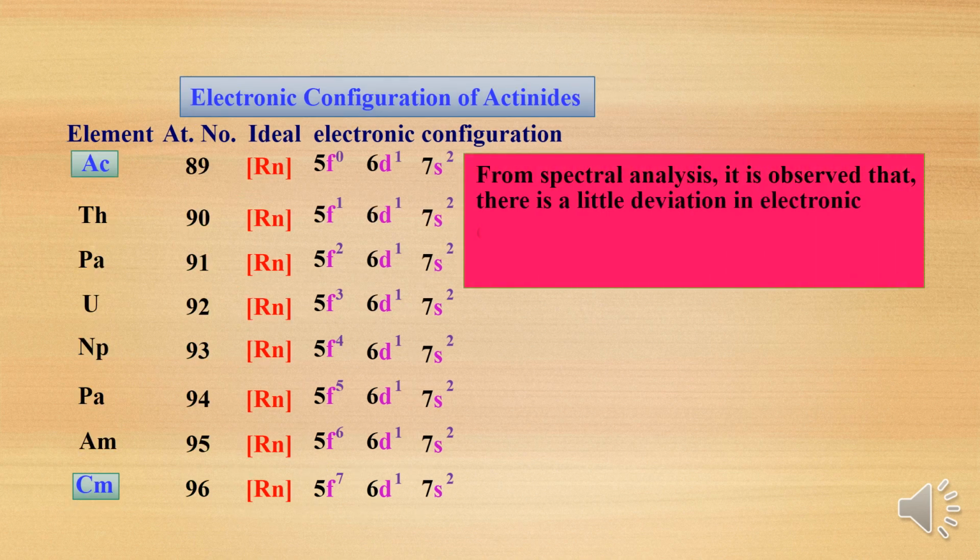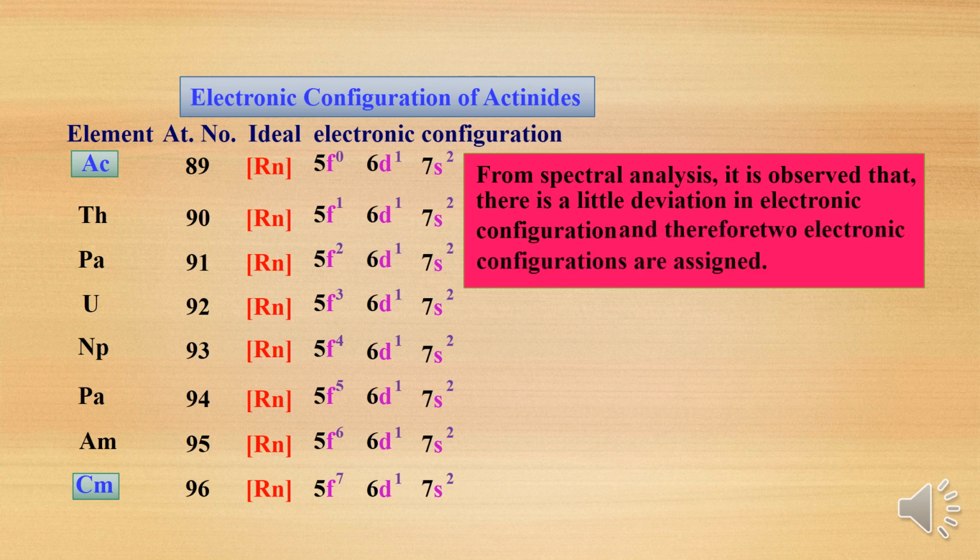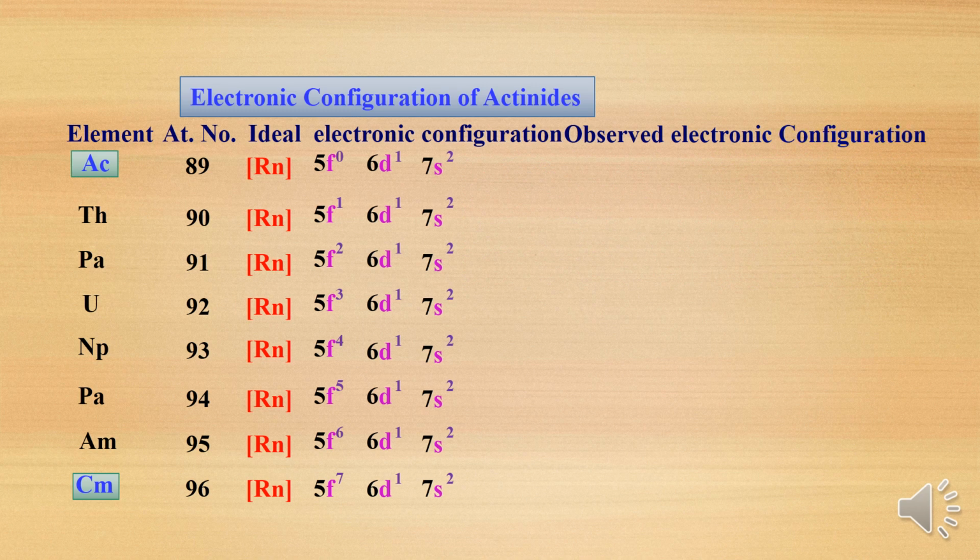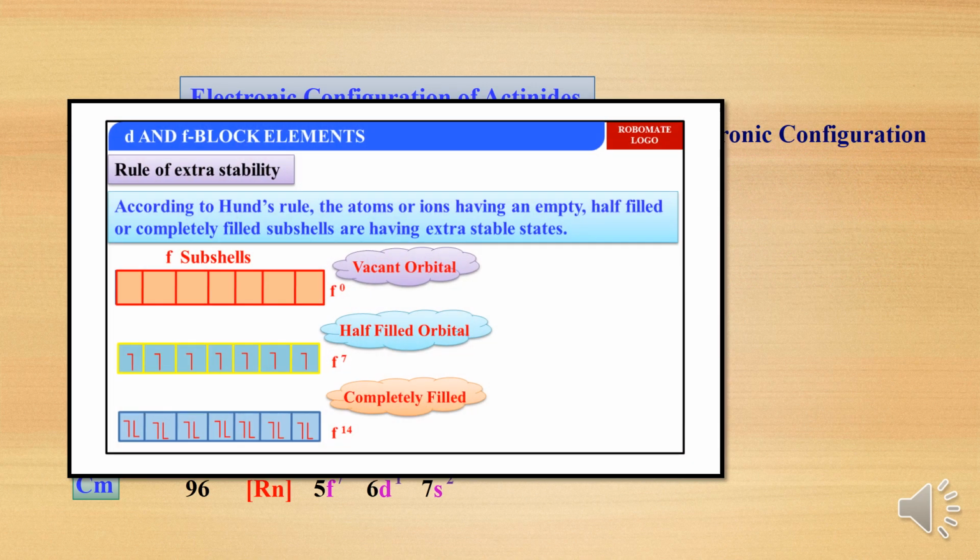Then from spectral analysis, it is observed that there is a little deviation in the electronic configuration that we wrote in increasing order of energy level according to the Aufbau principle. Therefore, two electronic configurations are assigned for f block elements. One more is the observed electronic configuration. In the observed electronic configuration, we already know that half filled, vacant and completely filled orbitals are extra stable.